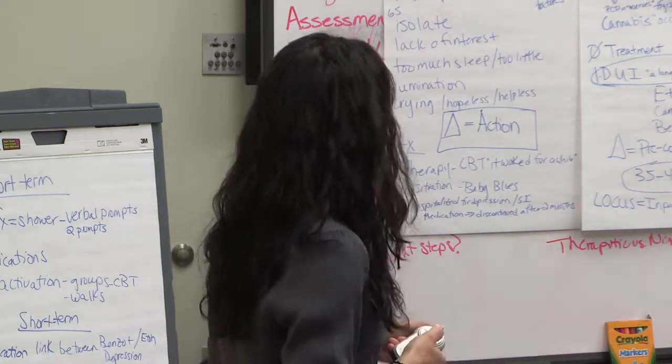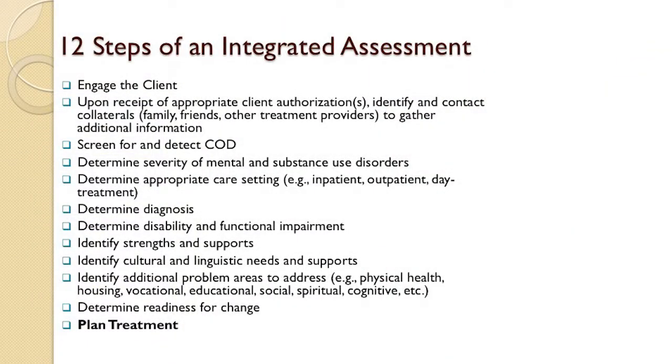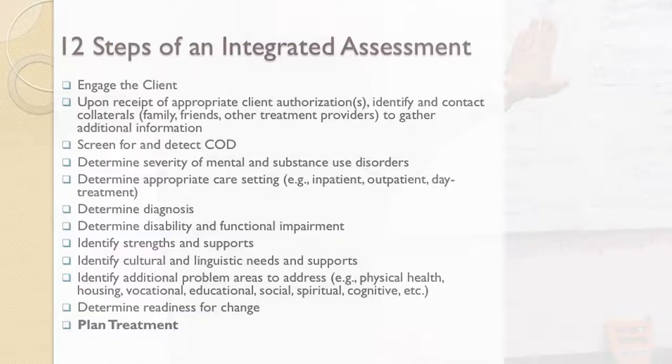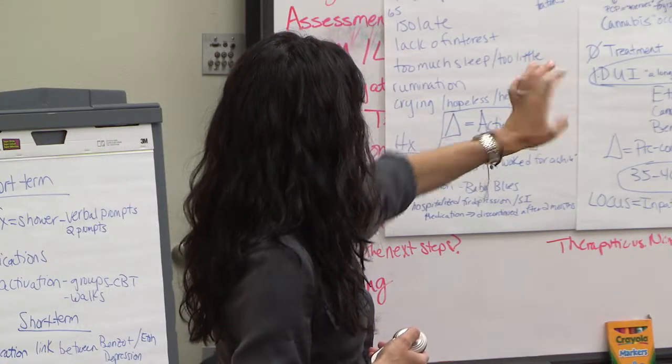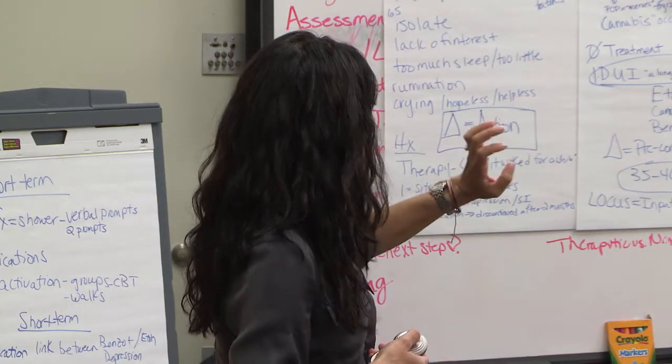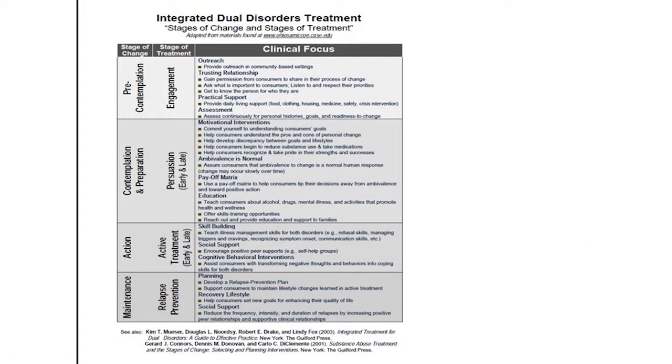And then treatment planning. So as I mentioned before, the integrated dual diagnosis treatment, this goes through the stage of change, the stage of treatment, and then the clinical focus. They talk about outreach, building the relationship, motivational interventions, skill building, cognitive behavioral interventions, and recovery, lifestyle, social support, depending on the stage of change and stage of treatment that someone's in. These will all be in your slides when they're sent to you.